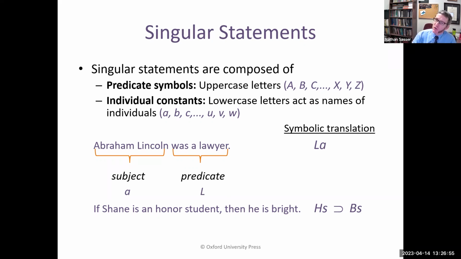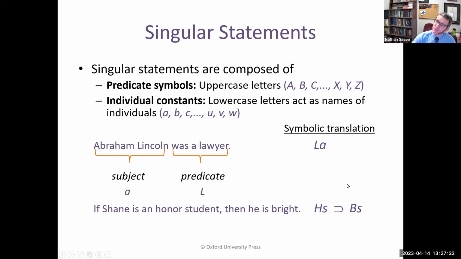So in predicate logic, we're going to symbolize individual items as lowercase letters. And we're going to symbolize the predicates as capital letters. And the predicate's going to come first. So if we want to say Abe Lincoln was a lawyer, then we'll say capital L-A means A, that is Abe Lincoln, was a lawyer.